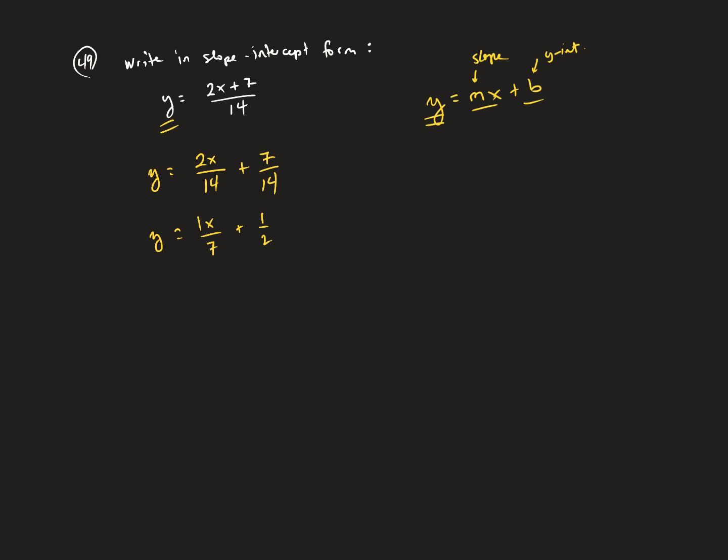But remember, the x in slope-intercept form isn't like a part of the m, it's beside it. So I'm going to write this as 1 over 7 times x, technically over 1, but I don't need to write that, plus 1 half. And the slope is 1 seventh of this line, the y-intercept is 0, 1 half. That's all you have to do.